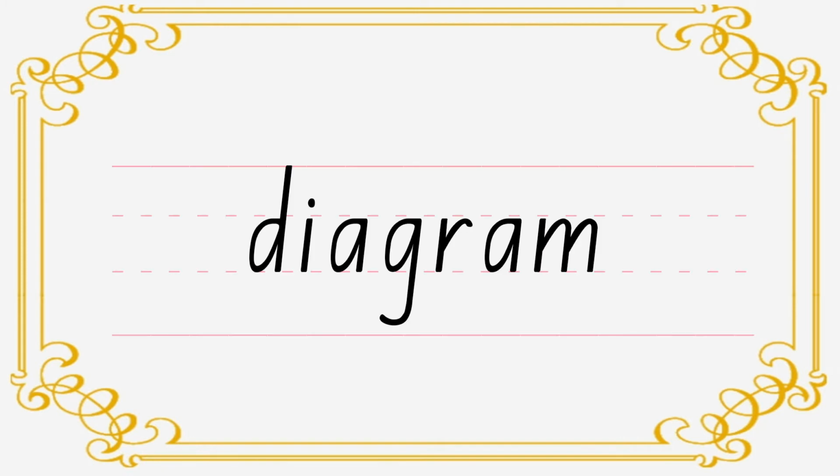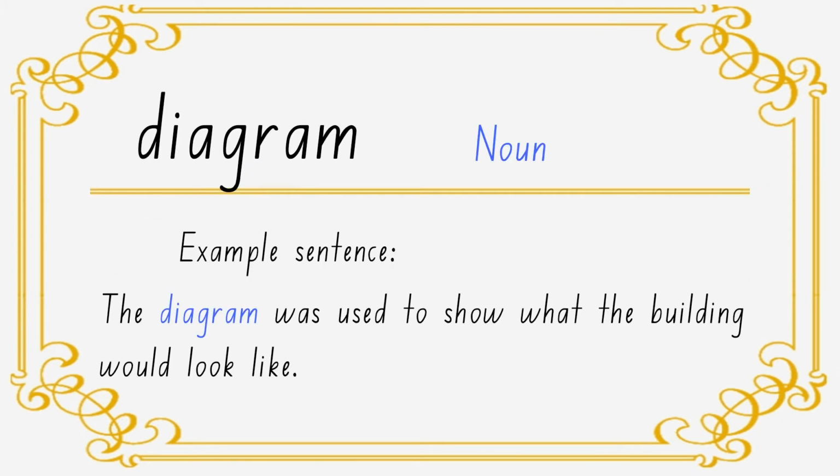Word number 5 is diagram. Diagram is a noun, and it's a drawing showing the appearance, structure, or workings of something. A diagram is a drawing, yes, but normally when we use this word, it's talking about a drawing of something technical. Diagrams are used to give meaning to something and not just to look good. For example, a diagram is normally used in the STEM field.